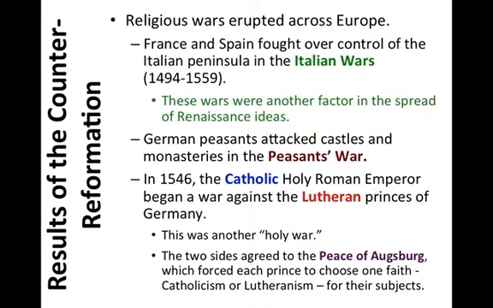As a result of the Counter-Reformation, you saw more religious wars across Europe. You had the Italian Wars, the Peasants' Wars, and the wars between the Holy Roman Emperor and a group of Lutheran princes in Germany. The last of these was settled by something called the Peace of Augsburg, which forced each prince to choose one faith, Catholicism or Lutheranism, for all of their subjects. Your textbook goes into much greater detail about all of these wars, and I encourage you to review that section.